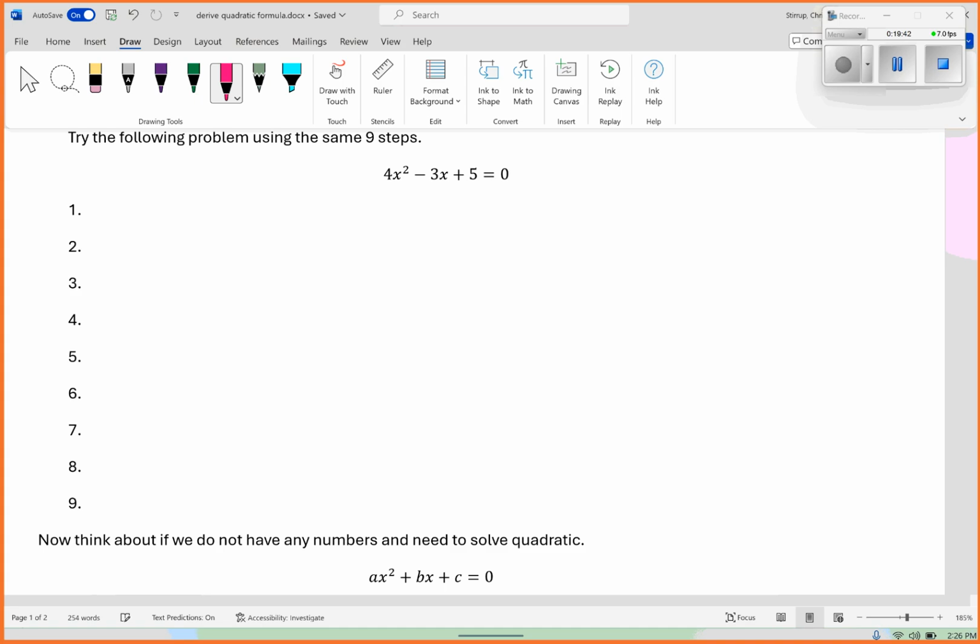All right. Follow the same 9 steps. So this means I'm going to divide everything by 4, which is going to give me x squared minus 3 over 4x plus 5 over 4 equals 0. Why did I divide everything by 4 on that one? The a number is the 4. The number in front of the x squared is a 4. I want it to be a 1. Okay?